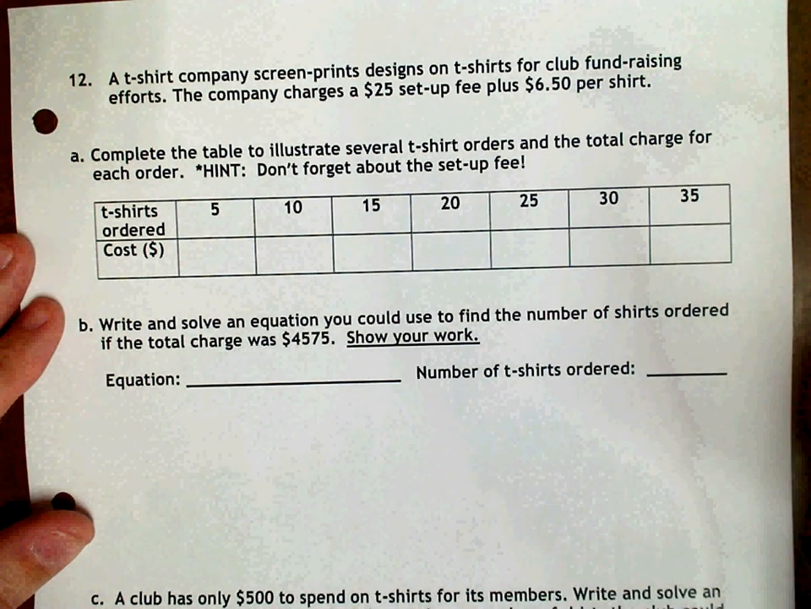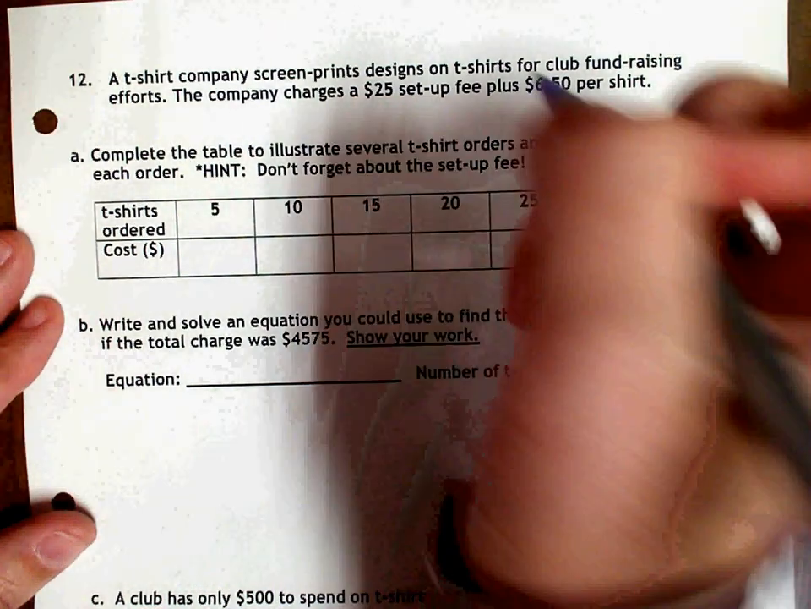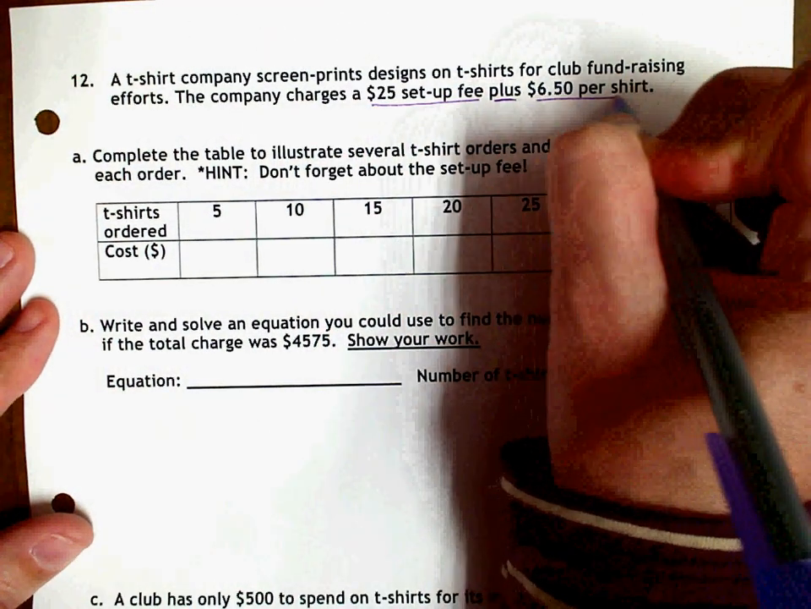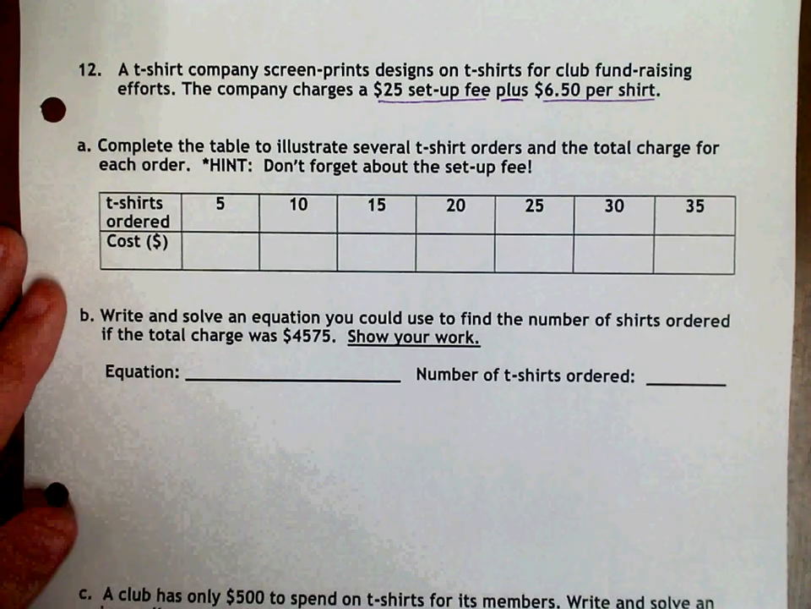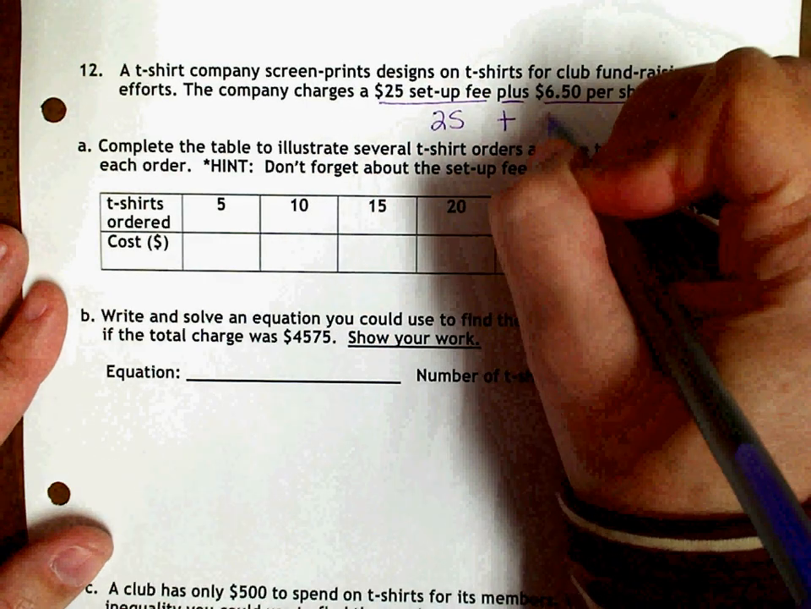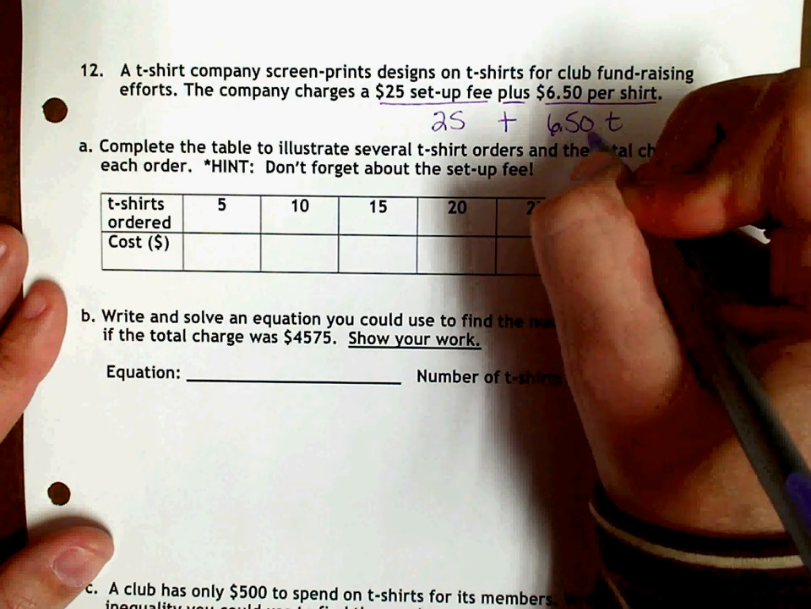Number 12. It says a t-shirt company screen prints designs on t-shirts for club fundraising efforts. The company charges a $25 setup fee, so we have to pay the $25 plus $6.50 per shirt. If we were to write that out, it would look like this: $25 plus $6.50 per shirt. And we'll call that T for t-shirt.